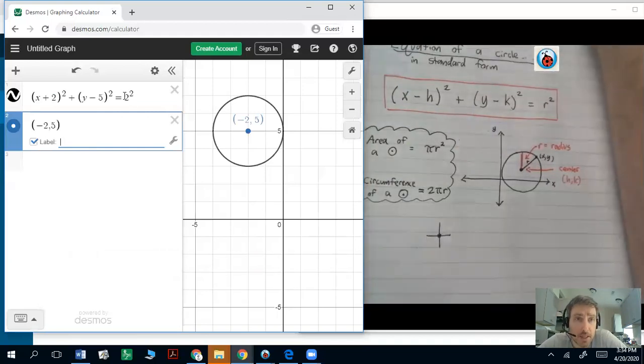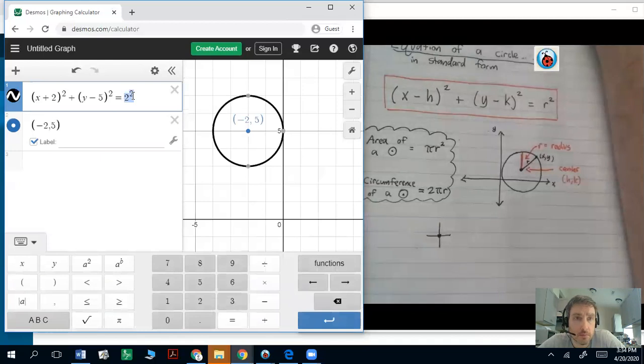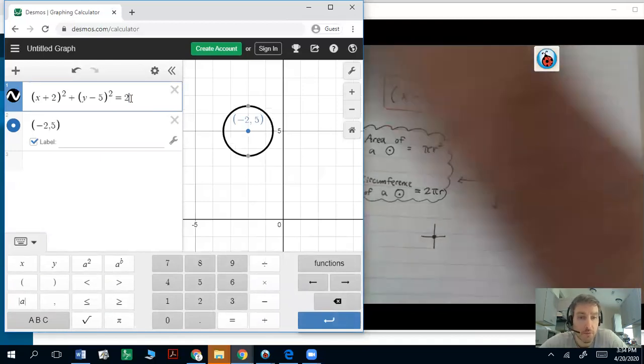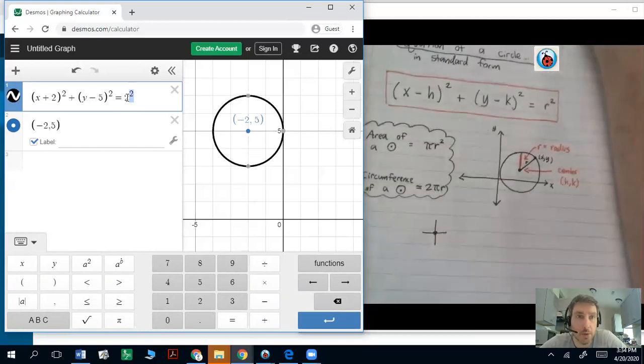As far as the number at the end, 2 squared is equal to 4. So whether you said 2 squared or 4, that's going to get you the same result. Okay, we'd like to make that as simple as possible. So that would be the best way to write that equation if I wanted the center at negative 2, 5 and the radius to be 2.